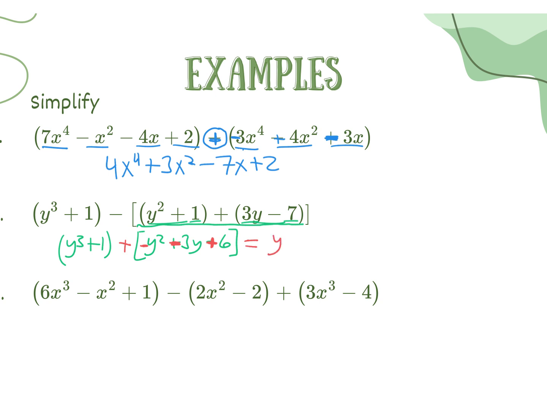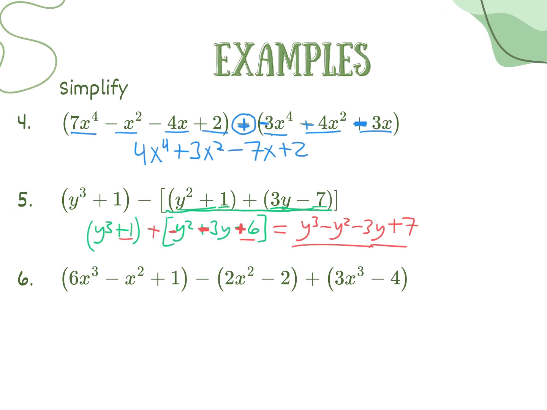Nothing combines with y to the third. Nothing combines with y squared. Nothing combines with minus 3y. And I have a 1 plus 6. That's going to get me 7. All right, so then we get this as our polynomial.